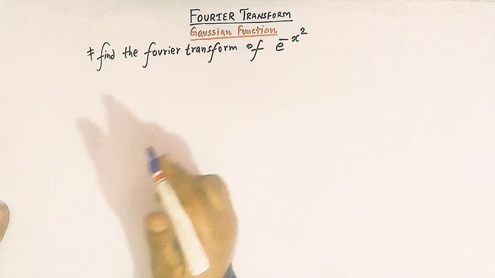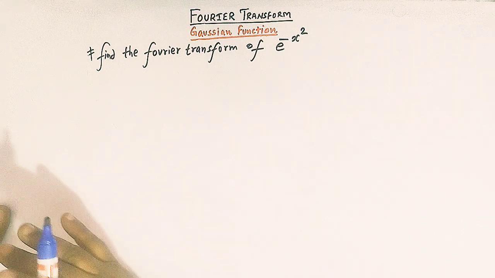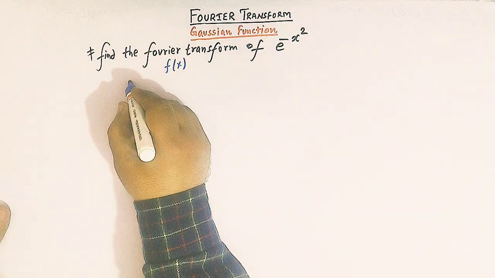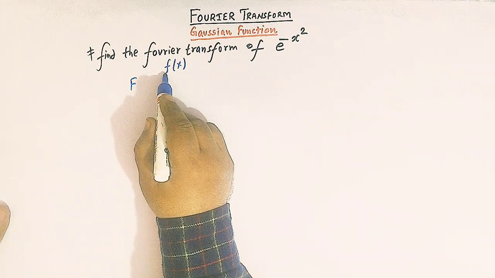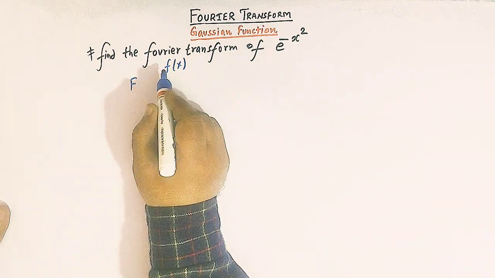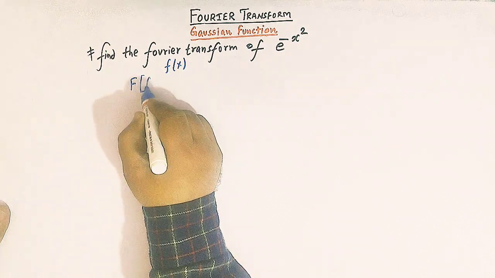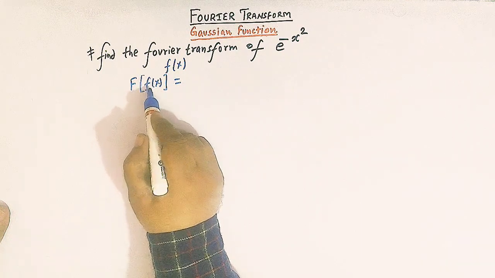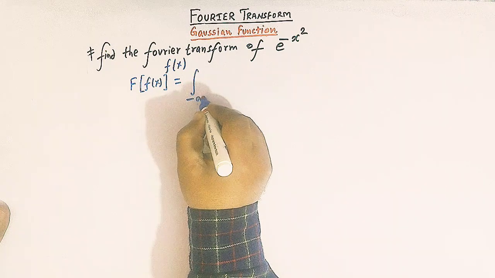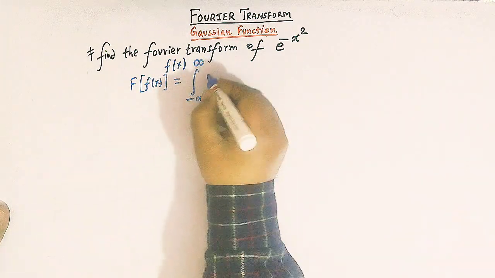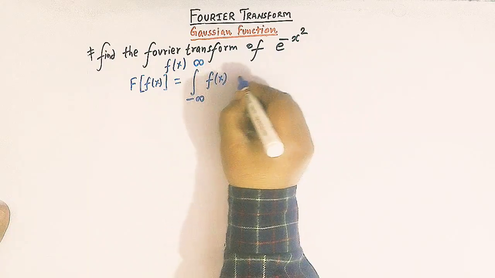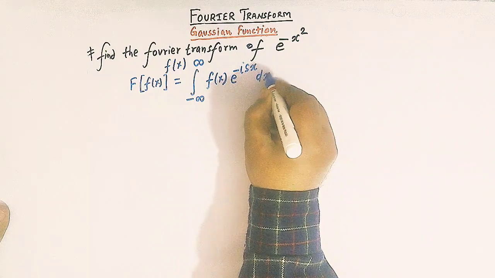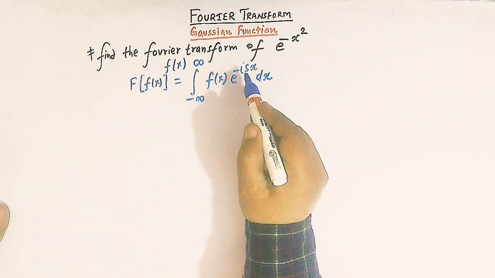So viewers, let us first define the Fourier transform of a function f of x, right? Suppose we have a function f of x and we have to find the Fourier transform of f of x. So the definition of Fourier transform of f of x goes like this. The notation is capital F of x, and here we have the integral from minus infinity to infinity, then we have f of x, then we have e raised to minus isx dx, right? And where we have the usual notations.